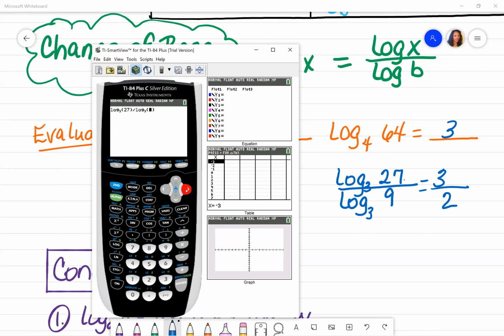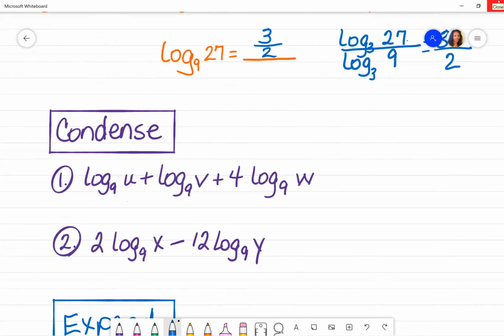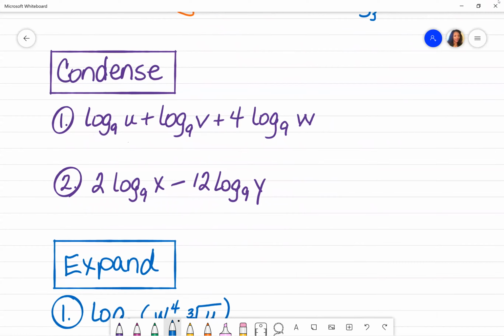I don't have to do this. I could just literally put in the log 27 over log 9. Either way, I just want to show you both ways. We'll show you that it works this way as well. So now, if I hit equal, I'm going to get a decimal, which is 1.5. I know that that's 3/2, but if you didn't know that, you can go to math, and that fraction, just hit 1, equals 2 times, and it'll tell you the fraction answer is 3/2, which is what we just said. All right, so that's how you evaluate using the change of base formula. Condense is what I was talking about earlier.